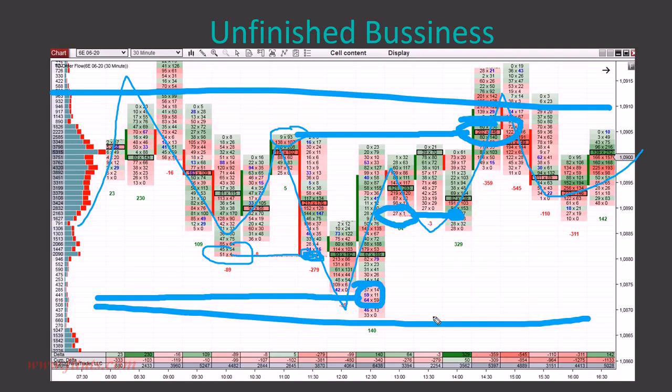Alright, so that's for the unfinished businesses. It's pretty useful to have those lines on in your charts. It's pretty useful to watch them and keep an eye on them. They don't work as a standalone strategy, but they are definitely helping in the decision-making process.